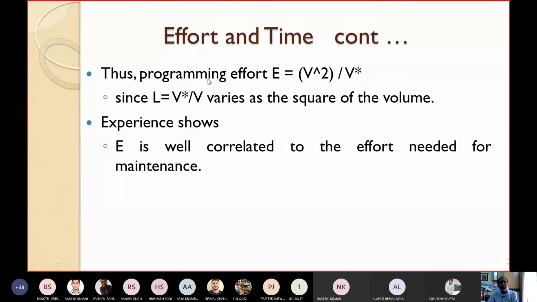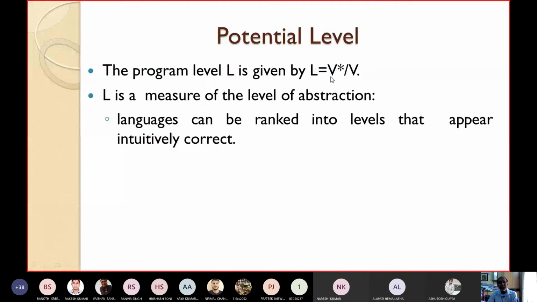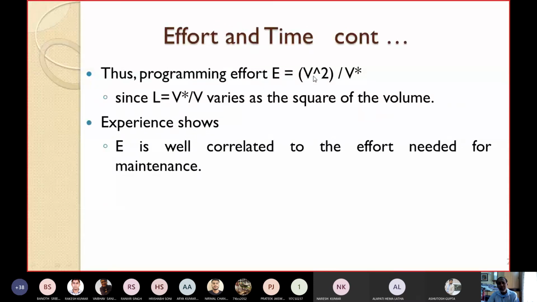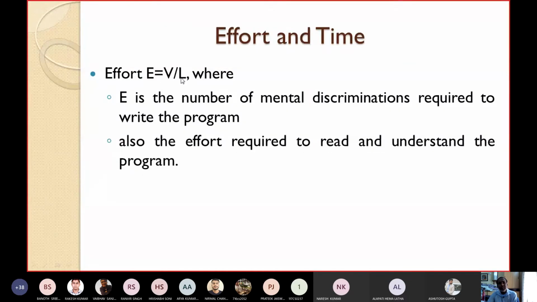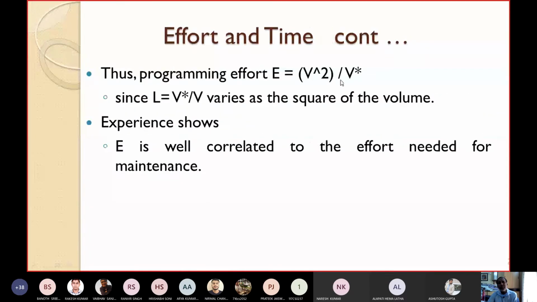Now I want to compute E. So E is equal to how much? I have already told you V by L, and V here you can see from the equation I have given, L is equal to V star by V. From this you can find out V. So V will be V star by L. Just find out the value of V and put the values here. So E is equal to V by L, and I am putting the value of V, which is V star by L. Accordingly you put the values here.